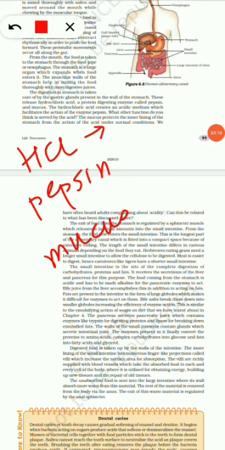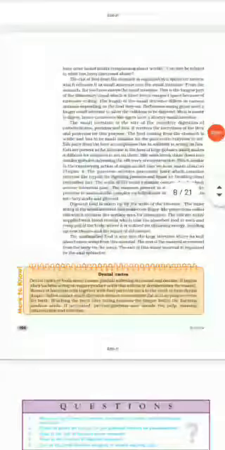HCl helps to maintain an acidic medium, because pepsin acts in the acidic medium, and the mucus protects the lining of the stomach from the action of the HCl, that is the acid. Pepsin will convert proteins into peptides, breaking the proteins into smaller parts.